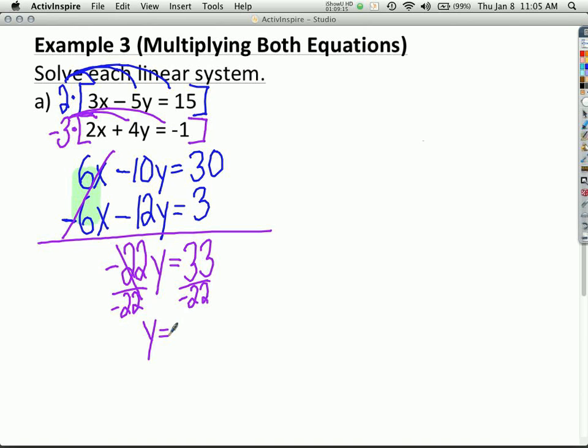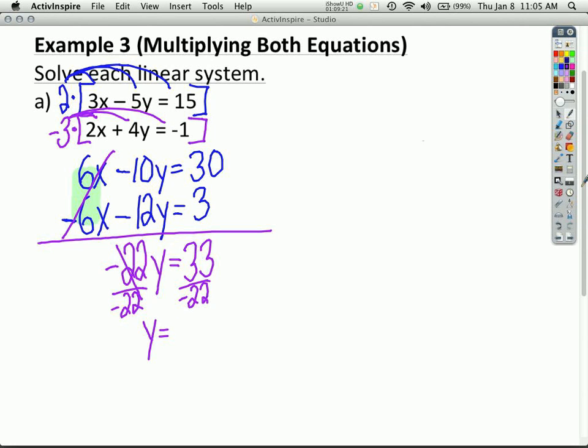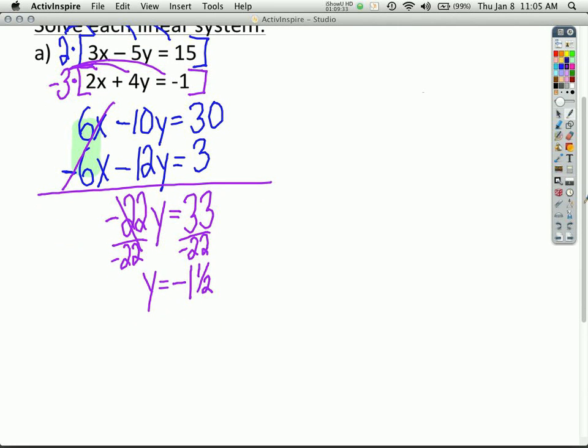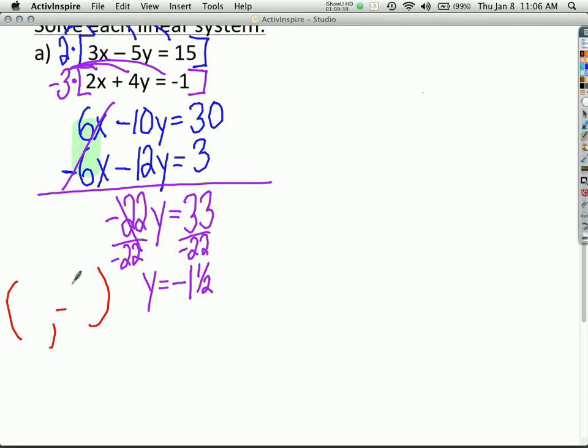What do we end up with? Tasia? Very good. You said that beautifully. Negative 1.5. Negative 1.5, negative 1.5. Doesn't really matter how you say it. So we've got half of our answer. We know that we have negative 1 and 1/2 as the y value. Now we need to get the x value.